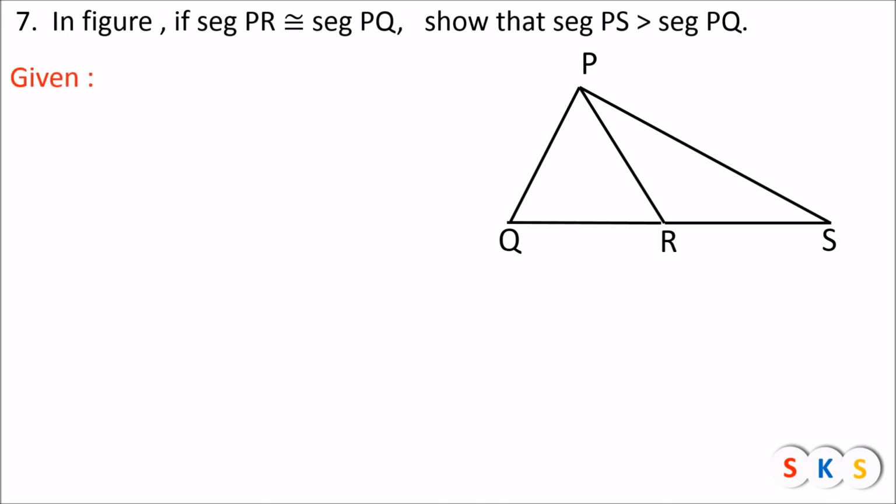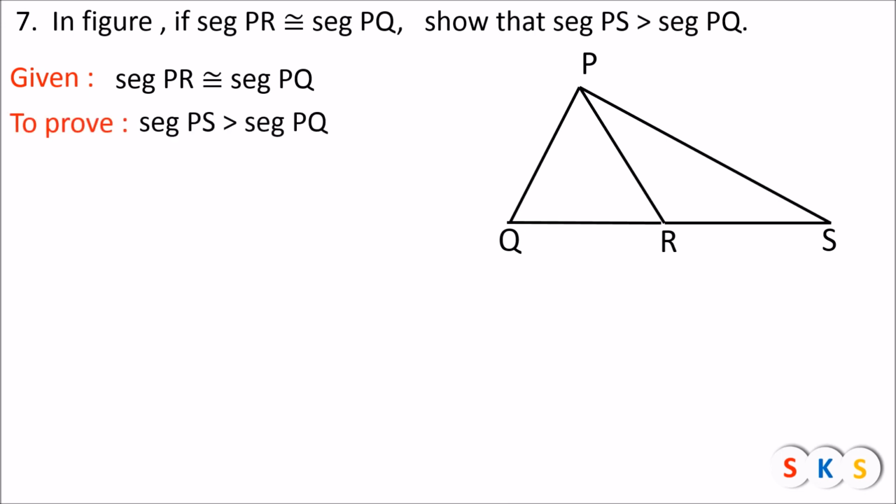And what I have to prove? Seg PS is greater than seg PQ. Let's see the proof of this question. In triangle PQR, please look at this figure. You can see that here sides PQ and PR are congruent, right? Side PQ and side PR are congruent.